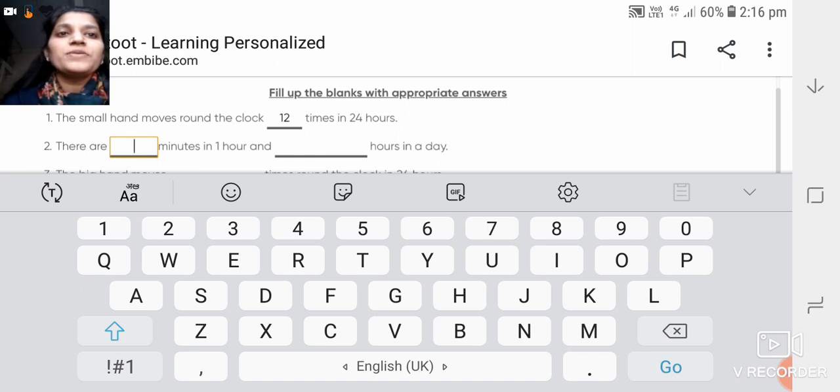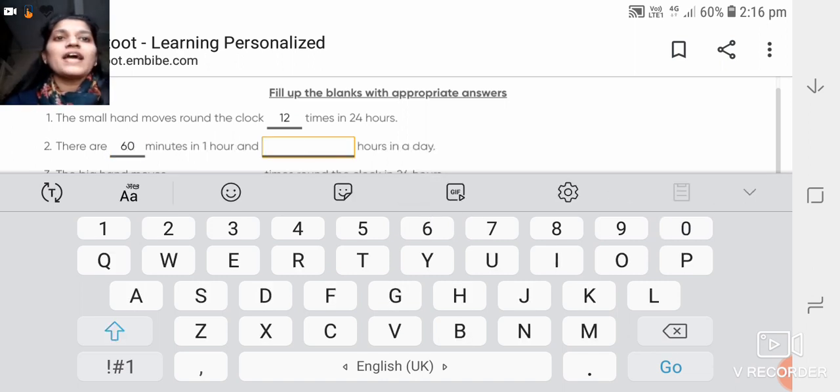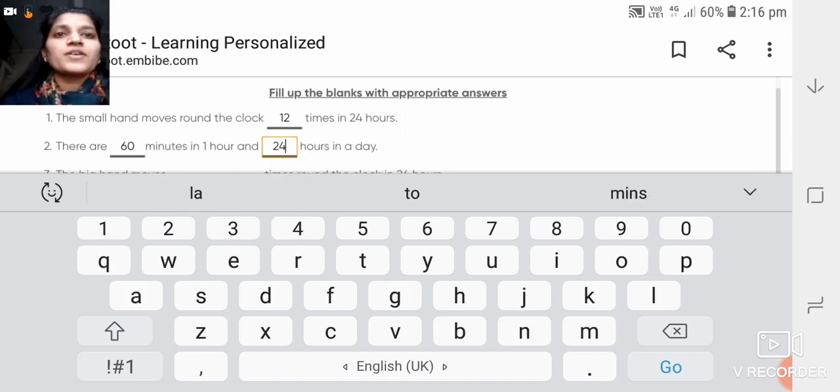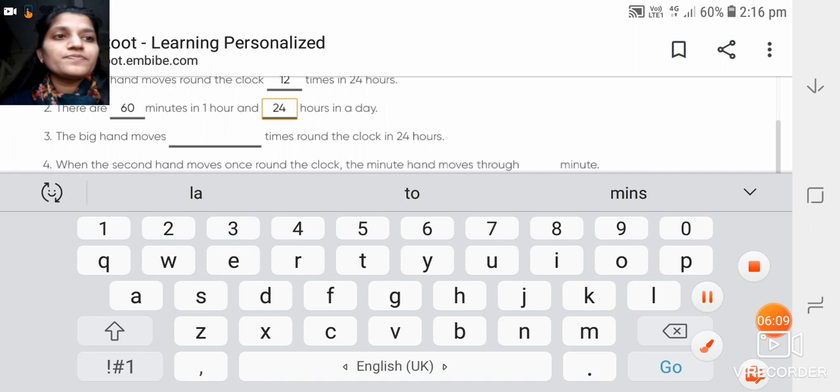Here there are how many minutes? 60 minutes in 1 hour. And how many hours are there in a day? 24 hours. Okay, let's solve the third. The big hand moves dash times round the clock in 24 hours.